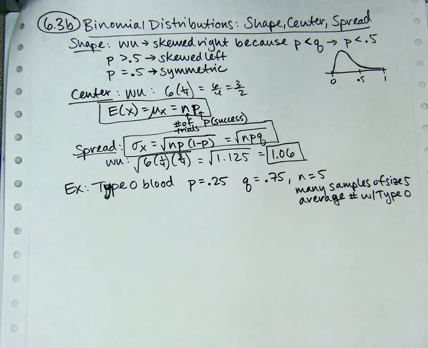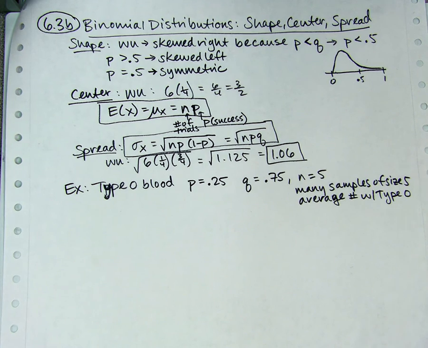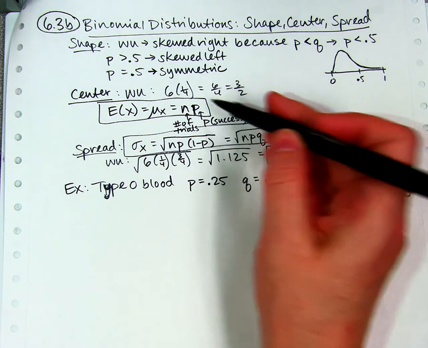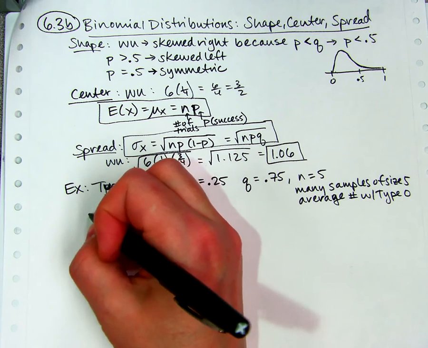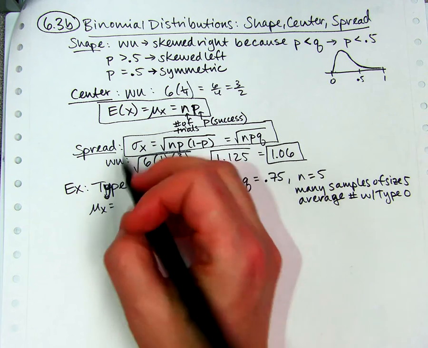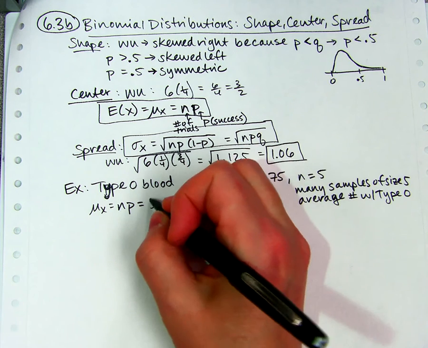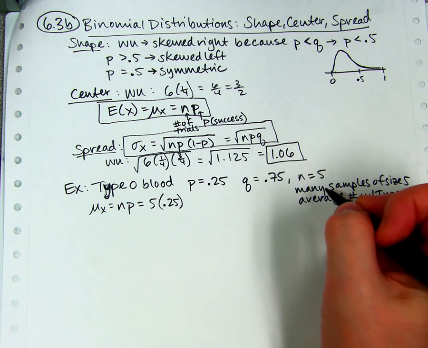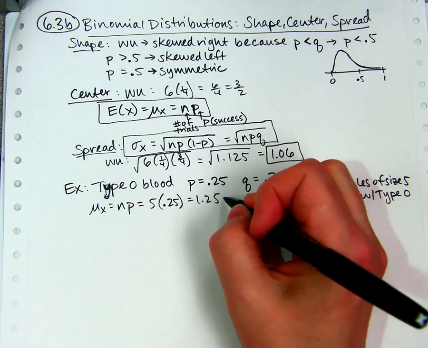And notice I'm not finding a probability, so I'm not using yesterday's formula. I'm using the previous lesson's formula. I'm using these to find the mean and the standard deviation of this distribution. So just practice with the formulas. Mu of x is n times p. N is 5. P is 0.25 or 1/4. And so that's 5 times 1/4, which is 1.25. And that is my average number.